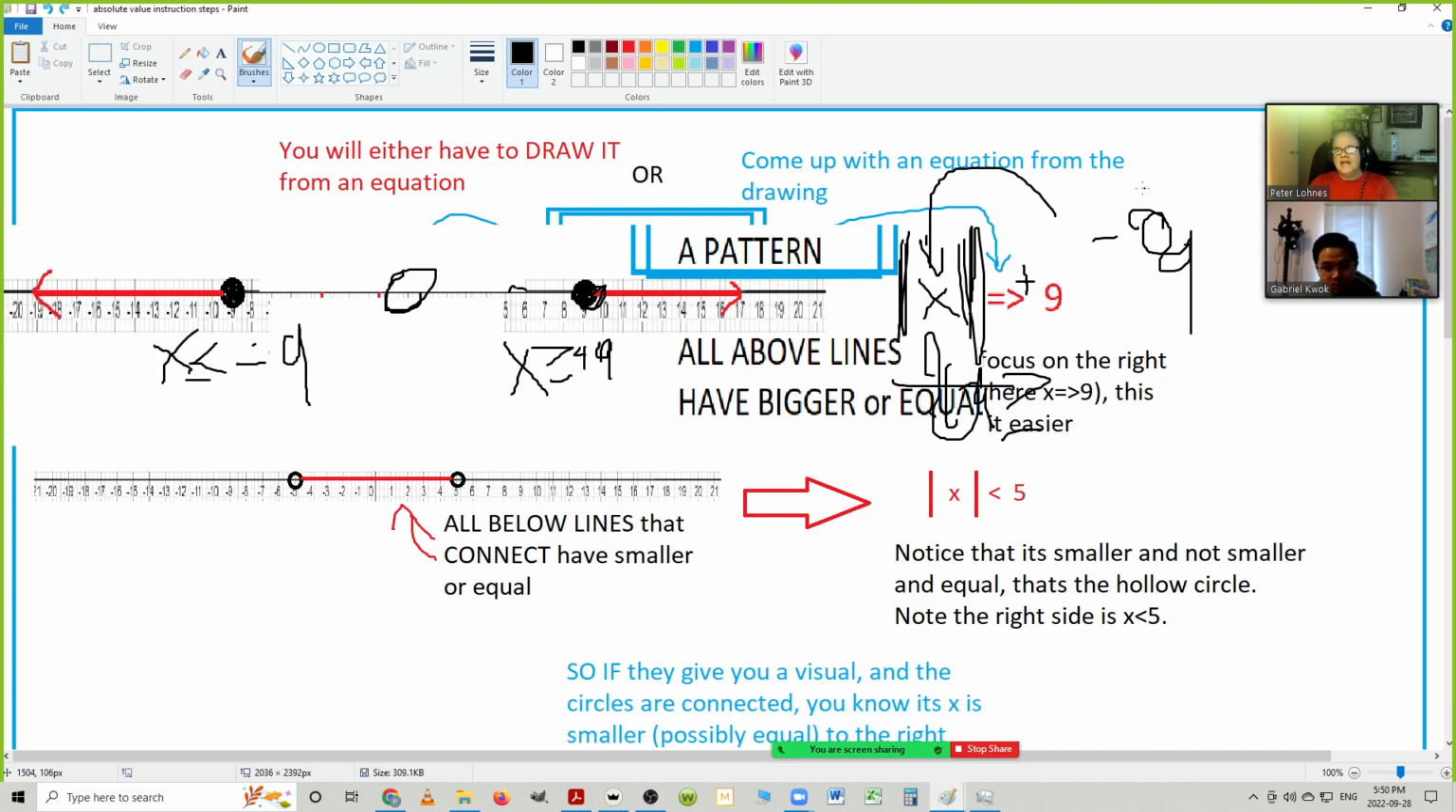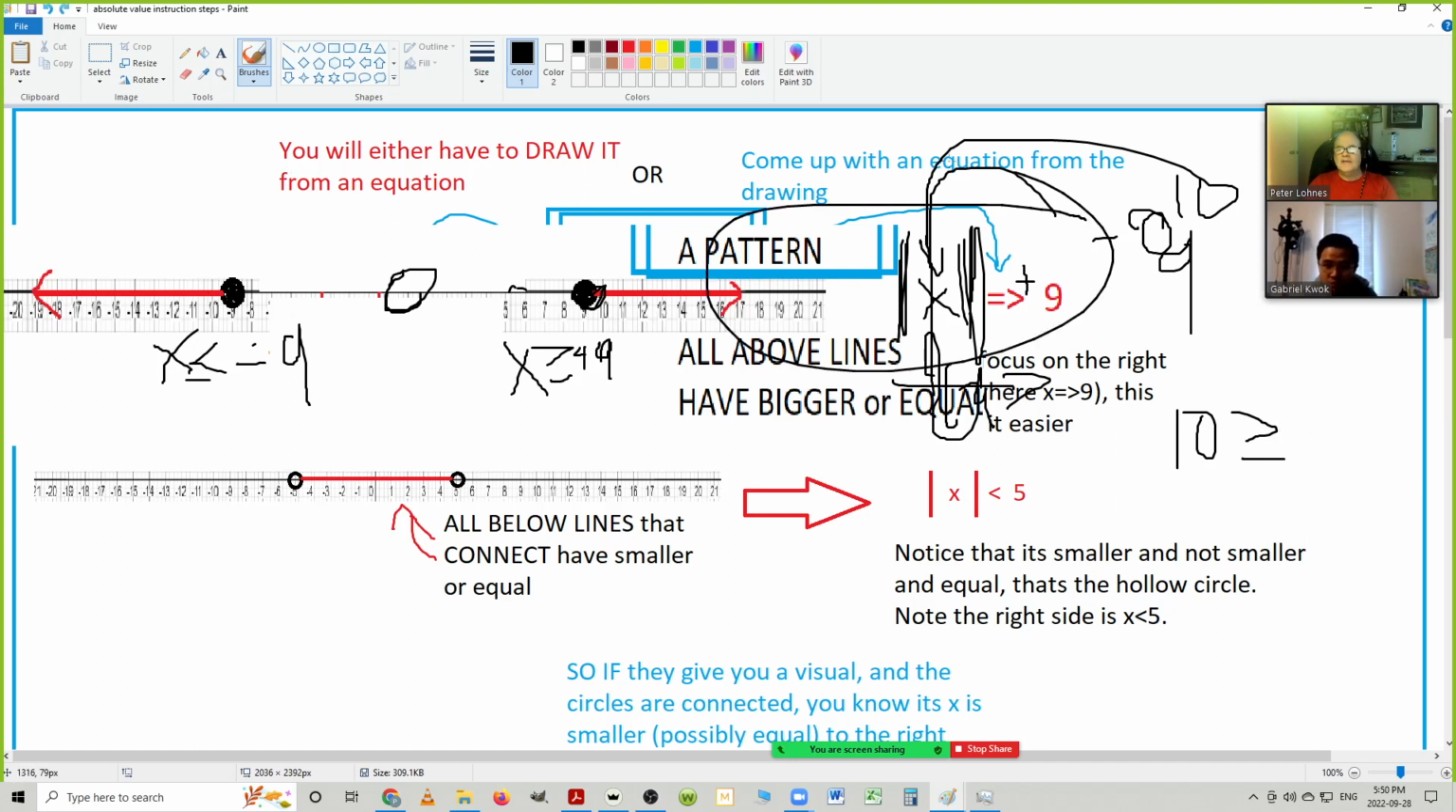And then if we take minus 10, it goes through and becomes positive 10. Is positive 10 bigger or equal to positive 9? Yes, it is, which is why negative 10 is over here on the number line. So you can see this method works. When we have 0 in the center, focus on the right equation and just slap an absolute value on it.